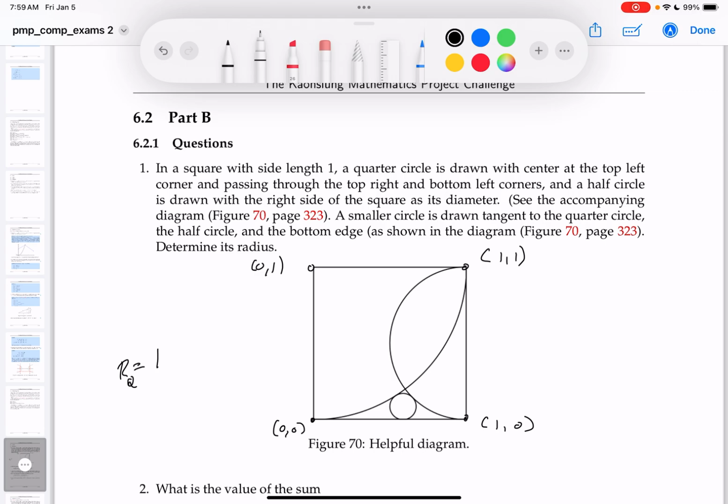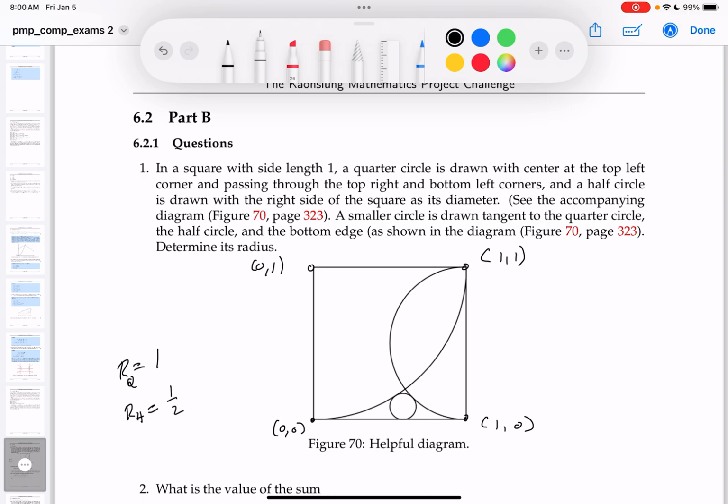Then there's a half circle. I do see the half circle is drawn to the right side of the square, and that is its diameter. So I'm going to say that half circle has a radius of 1/2, because the diameter is 1. And let's keep reading it. A smaller circle is drawn tangent to the quarter circle and the half circle. I do see that. I see a tangent to those.